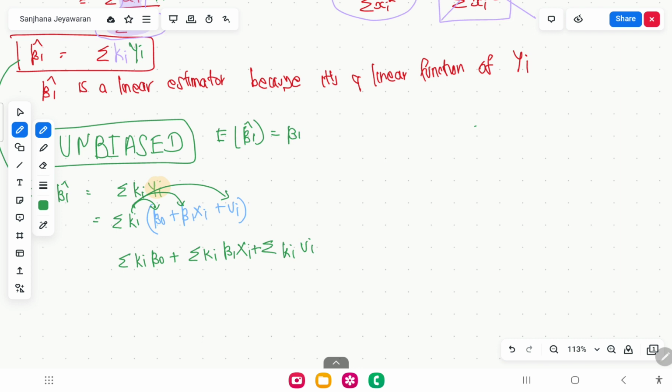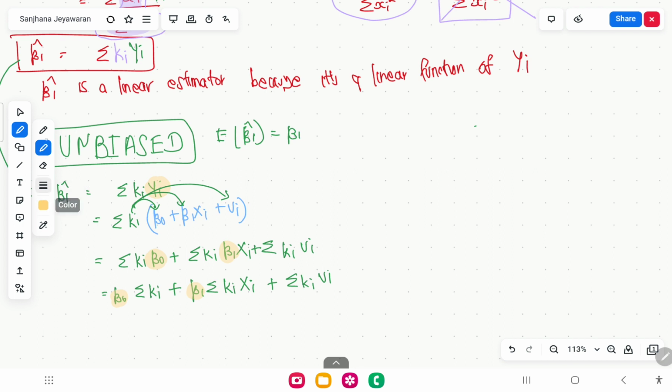Alright. Now whatever the constant terms, I'm going to take it out of the summation factor. So here if you see, we have beta naught which can be taken out, and here we have beta 1 which can be taken out. So once I take them out, it will be beta naught sigma ki. Likewise beta 1 sigma ki xi plus sigma ki ui. Betas have been taken out.